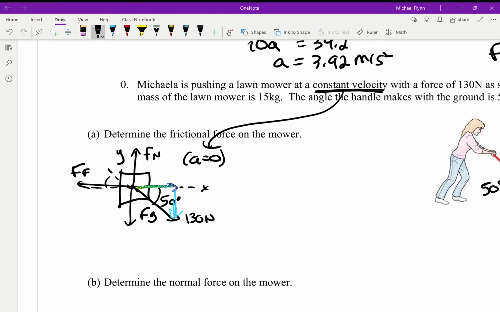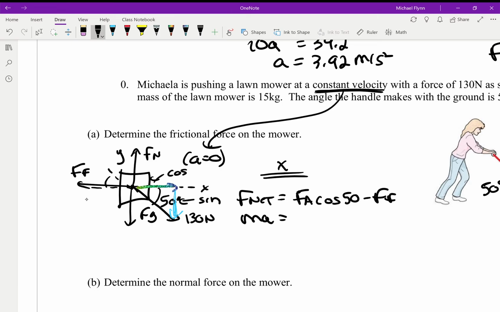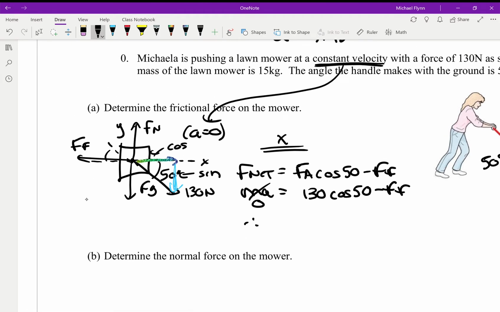Well, pretty straightforward. We only have to look at the x component to get that. So let's go ahead and do it. This one's going to go with cos. That one's opposite, so it goes with sine. Okay, we've seen this before. The net force in the x direction is going to be the applied vector minus the friction. So it's going to equal the applied force times the cos of 50 minus the force of friction. Now MA will equal 130 cos 50 minus FF. Now since A is 0, that's 0 then, okay? And therefore the force of friction is just equal to 130 times the cos of 50, and what is that number?